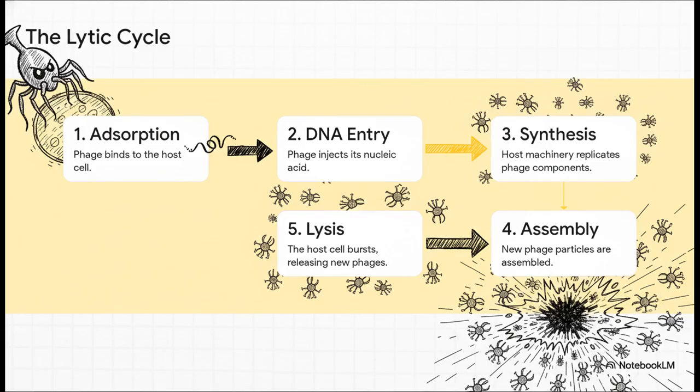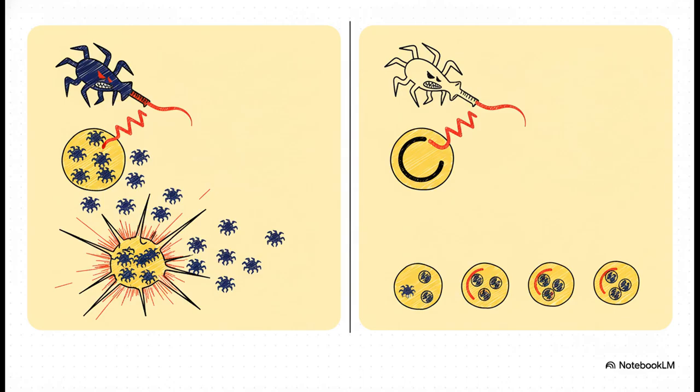All of the host's energy and resources are hijacked to build hundreds of new virus particles. And the grand finale? Lysis. The cell wall ruptures, and a brand new army of phages bursts out to find new victims. It's fast, it's brutal, and it is incredibly effective. Now, phages that only use this destructive lytic cycle are called virulent.